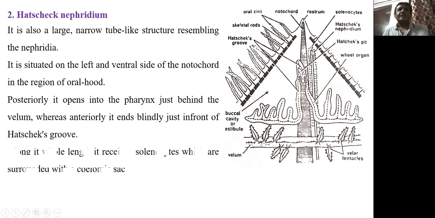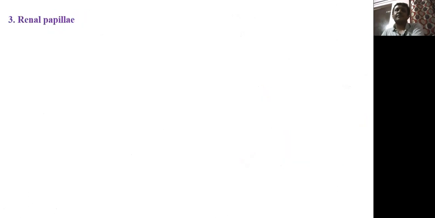Along its whole length, it receives solenocytes. You can see along its whole length from here, it contains solenocytes. Throughout the surface, it contains solenocytes, and these are surrounded by coelomic sacs. Then the third part, or third excretory group of cells, is the renal papillae.